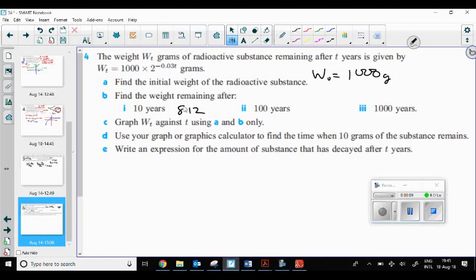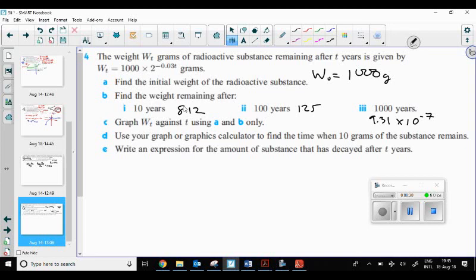So we can see that the weight is going down over time. After 100 years, we're at 125. And after 1,000 years, we are at the minuscule 9.31 times 10 to the negative 7th. So that's very, very little. Clearly, this is approaching 0 as time marches on.